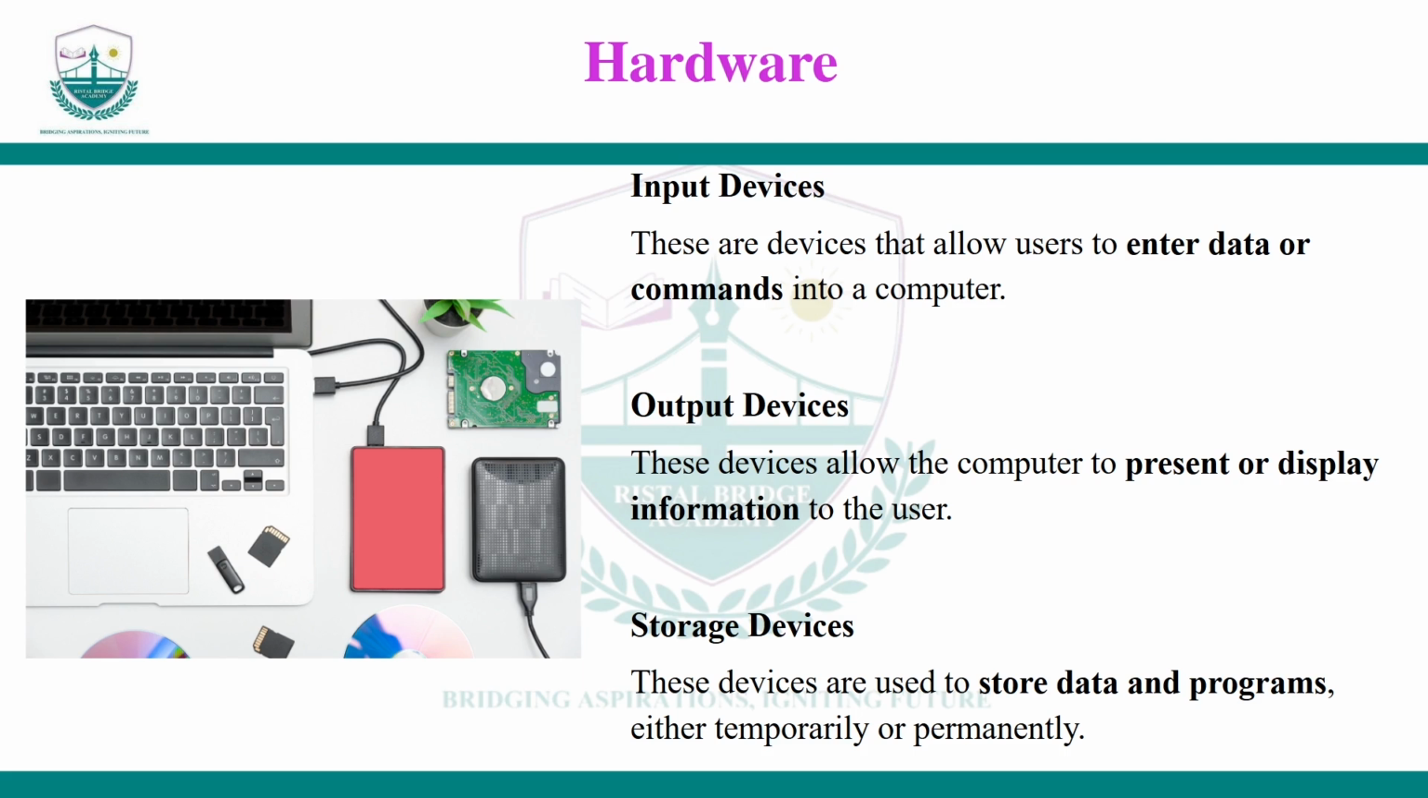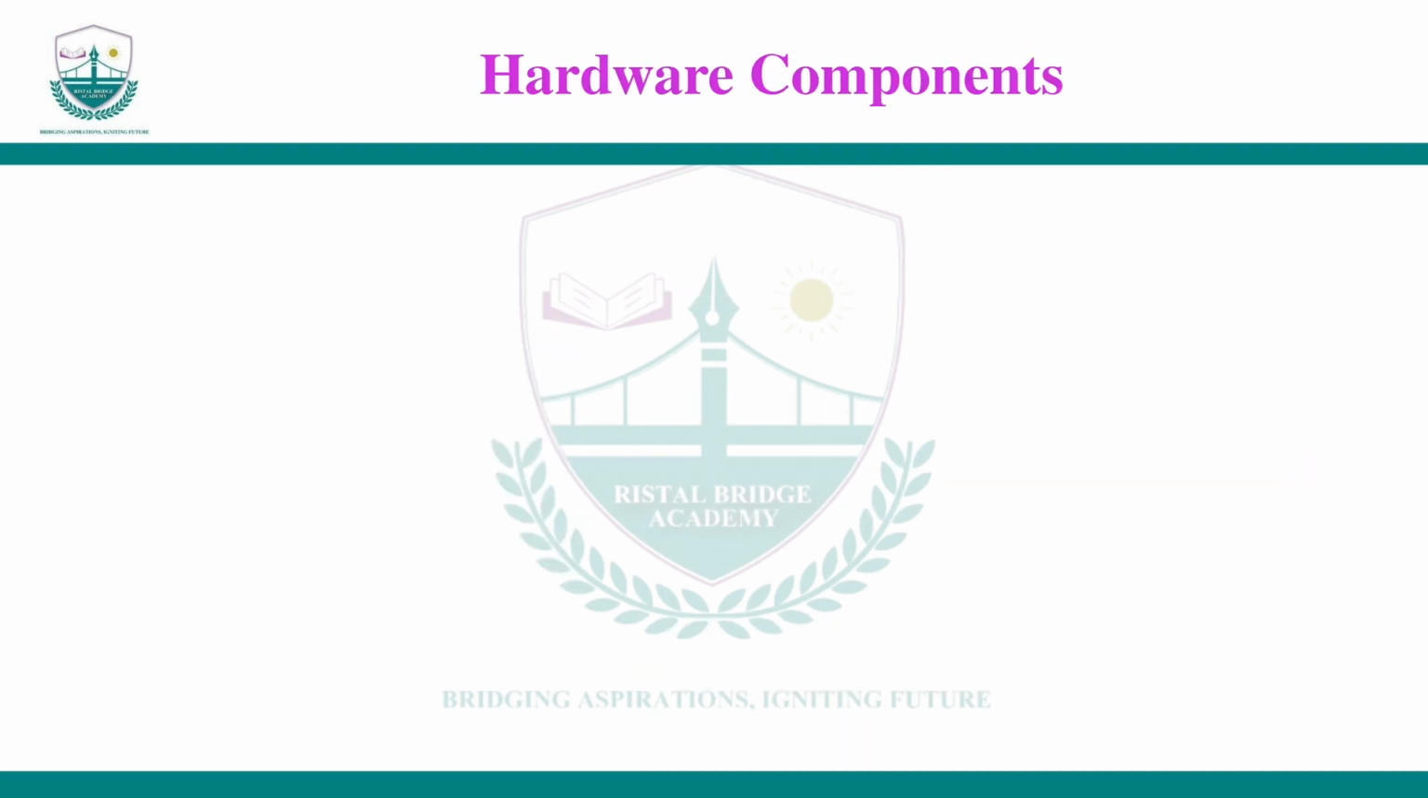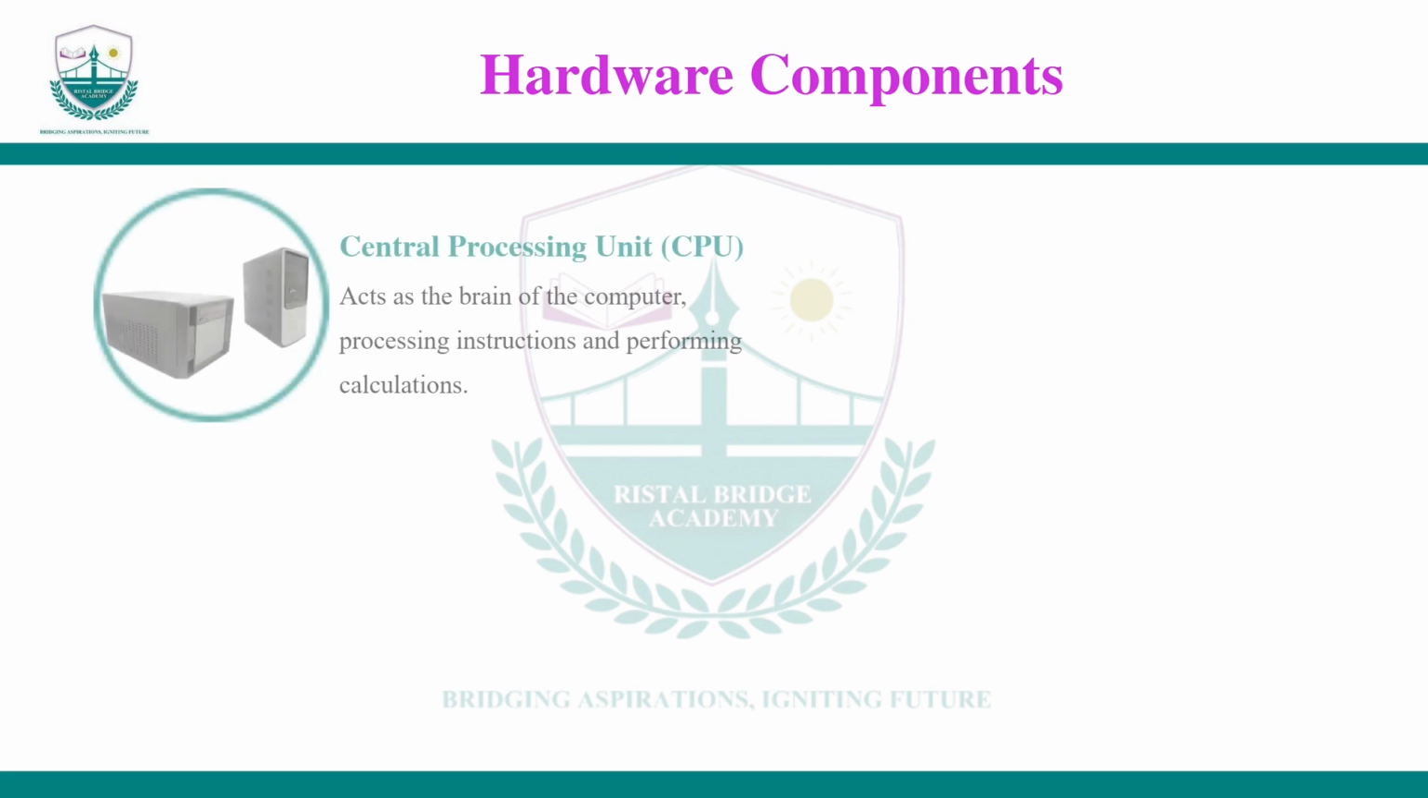So, for example, when you type a report using a keyboard, input, view it on the monitor, output, and save it to a hard drive, storage. The key hardware components. Let's look at the computer components and their purpose. CPU, Central Processing Unit. Think of this as the brain of the computer.